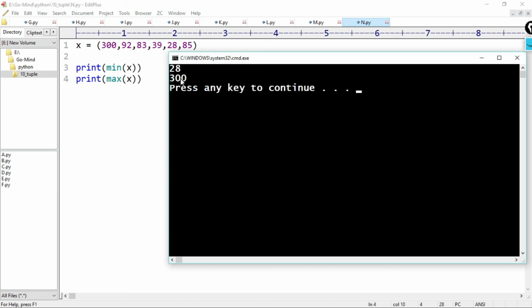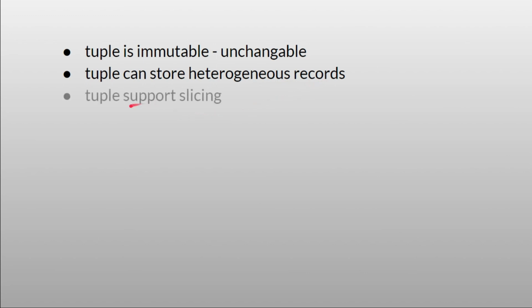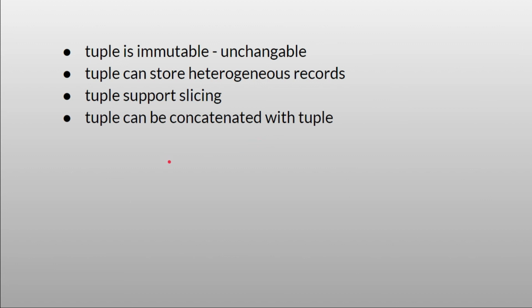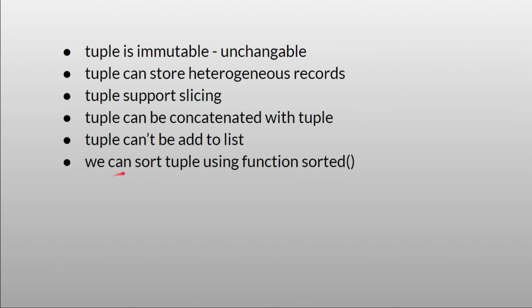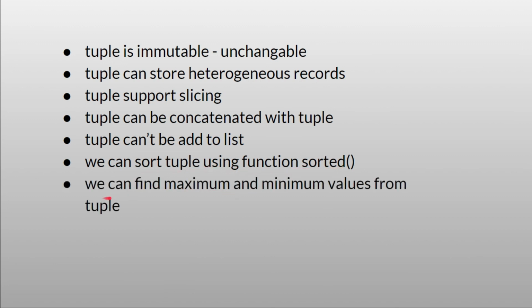Okay. So let's recap the properties of tuple. Tuple is immutable. Tuple can store heterogeneous records. Tuple supports slicing. Tuple can be concatenated with tuple. Tuple can't be added to list. Tuple can be sorted using the function sorted. And we can find maximum and minimum values from a tuple. Okay.